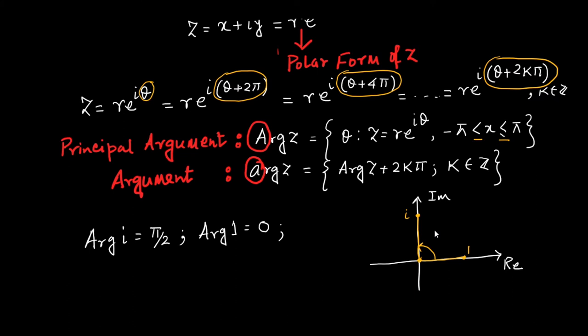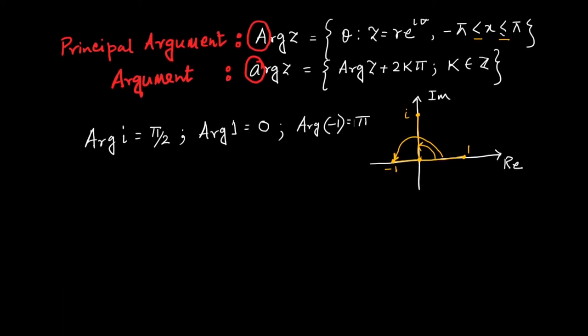Next, can you tell me what will be the argument of, say, minus 1? So minus 1 will lie again in some place like this. Say this is minus 1. Now, what will be the angle? The angle will be like this, because this will be my radial vector. Now you see, the angle is pi. So here, the principal argument is again pi.